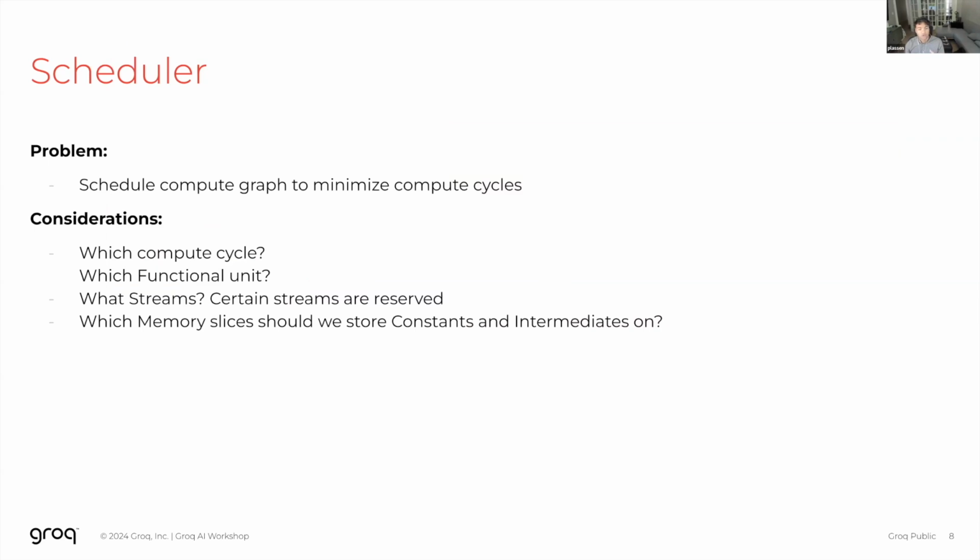What streams are we going to use to route data across the chip? Certain streams are reserved, and that is something that the scheduler has to keep in mind. Similarly, we have to know which memory slices we're going to store the constants and intermediates in. And so we fully expose this to the software. We often say our hardware is simple, but as a result, the compiler has to do some more work.